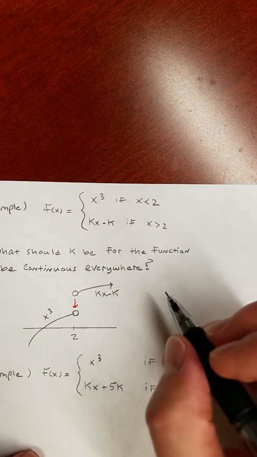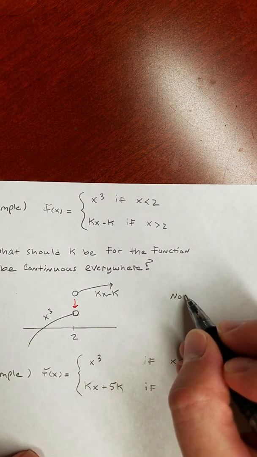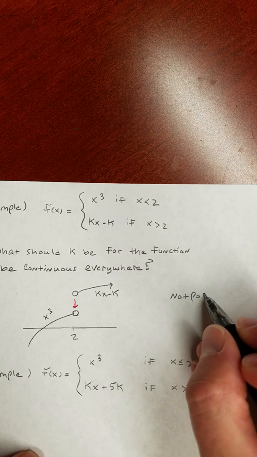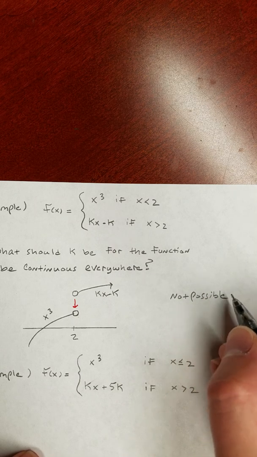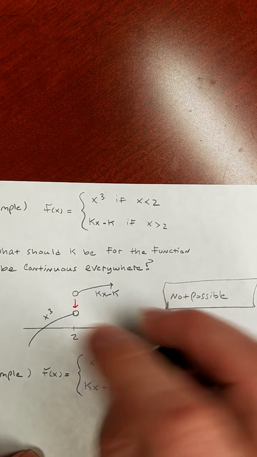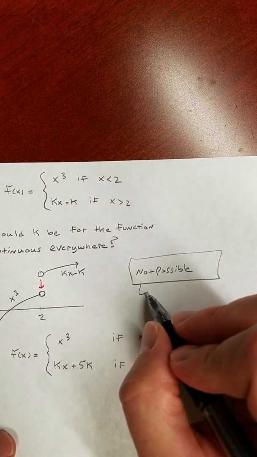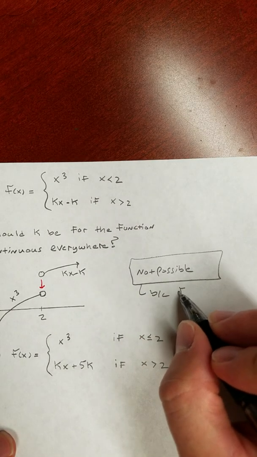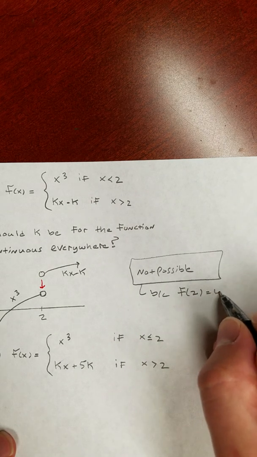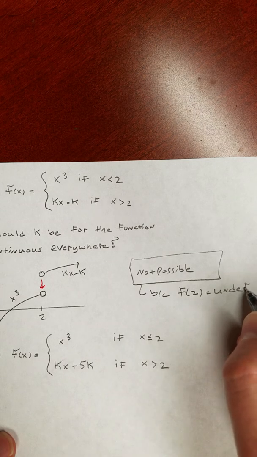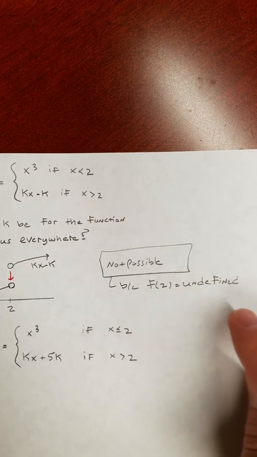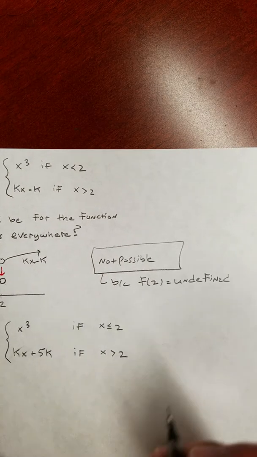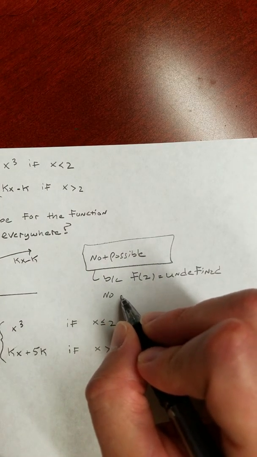So we'll say this one is not possible. It can't be done. It can't be made continuous. Why? Because f of 2 is going to be undefined. There's going to be a hole in the graph no matter what k is.